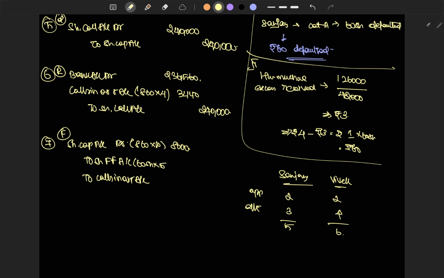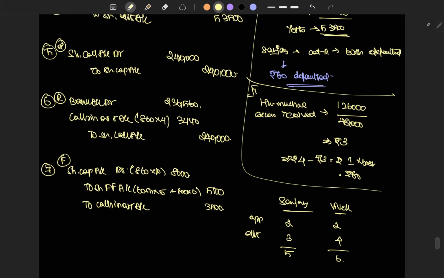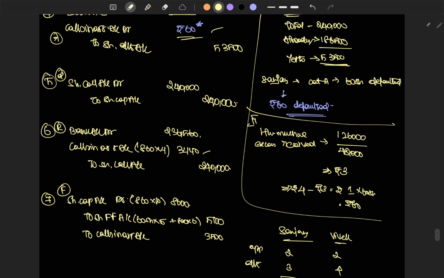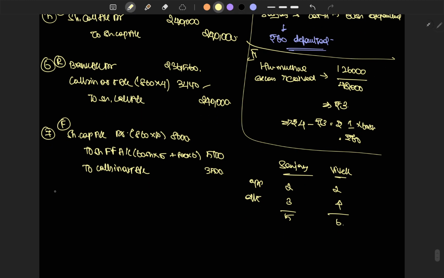Okay, 60 into 5, 800 into 6, which is 5,100. Okay, 5,100 amount is the actual amount we received, and if we set off, it comes to 3,500, which is the calls in arrears amount. You can also cross verify that 3,440 plus 60 amounted to 3,500. Okay, what's the reissue entry? We forfeited, but we have to reissue, right? What's the reissue entry?